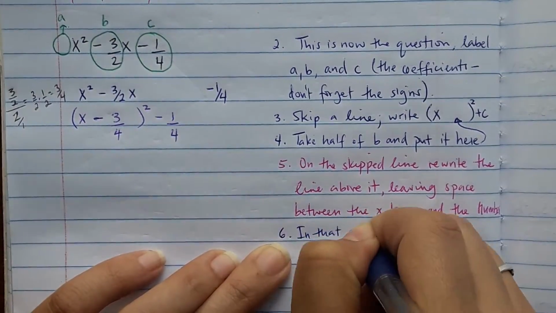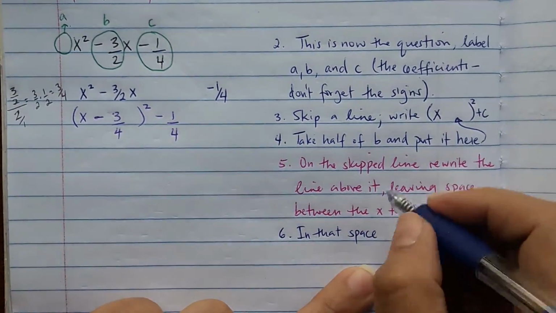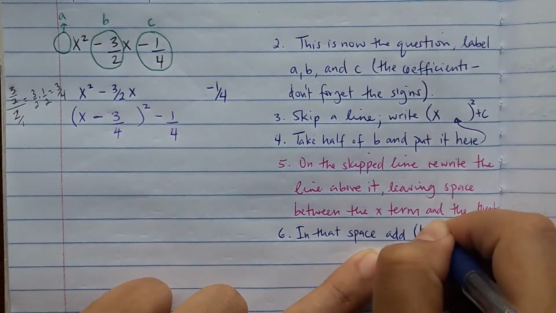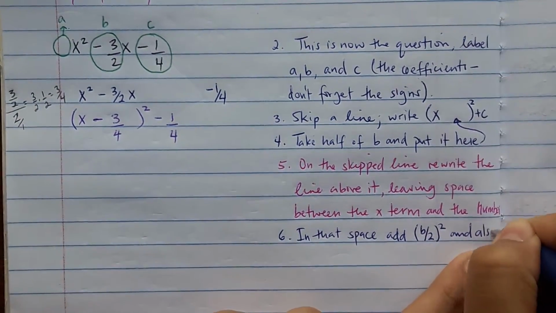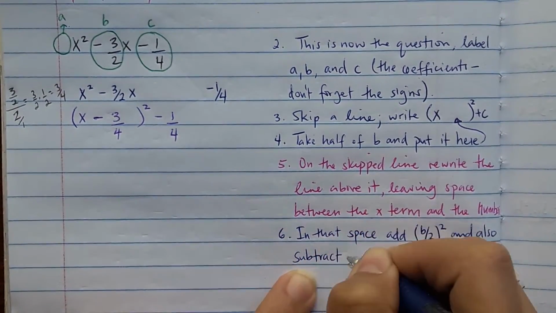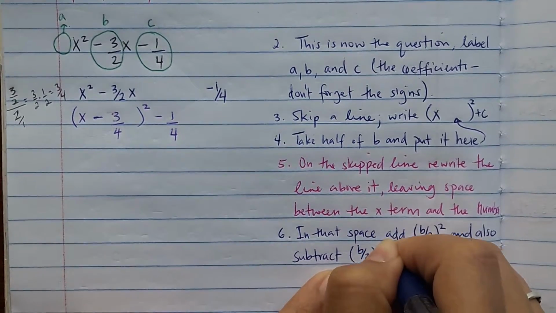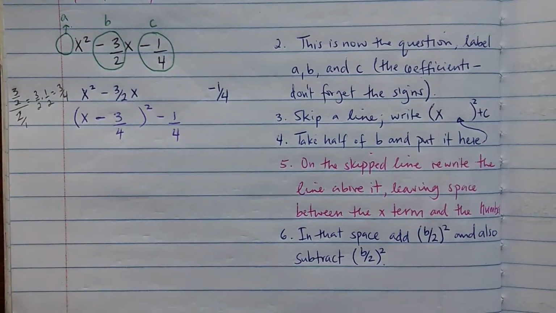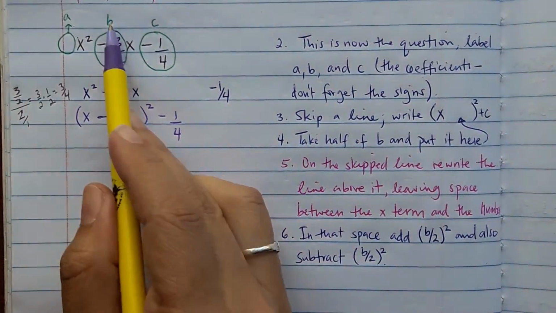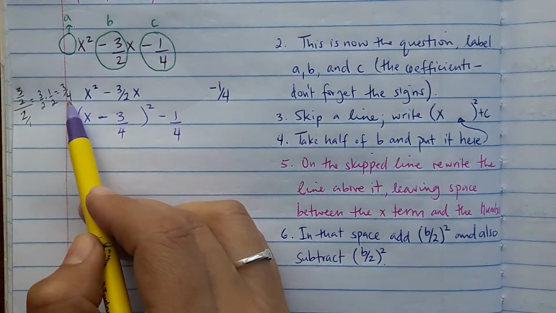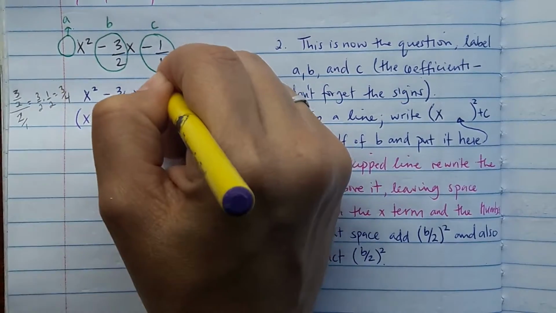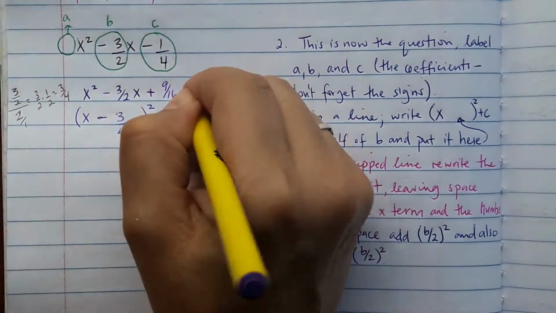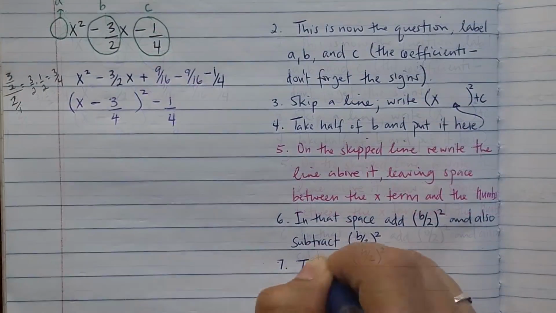Alright, number 6, in that space, add b over 2 all squared, b divided by 2 all squared, and also subtract b over 2 all squared. The reason we do this is when you add something and subtract it, we haven't really changed anything, but I'm going to use my addition to do something. So we're going to square b over 2. We already know b over 2 is negative 3 over 4, so square that. That's going to be positive 9 over 16. So you're going to add it and subtract it.